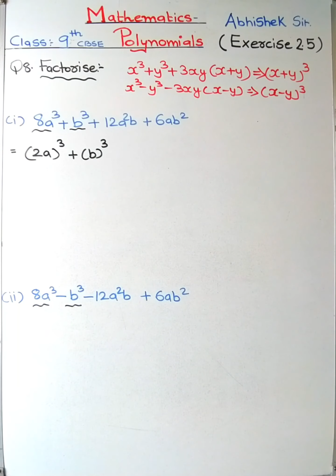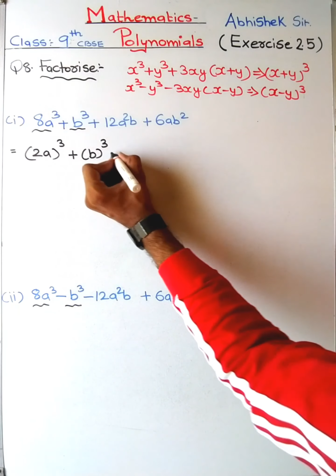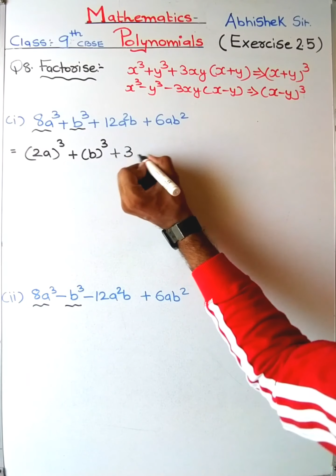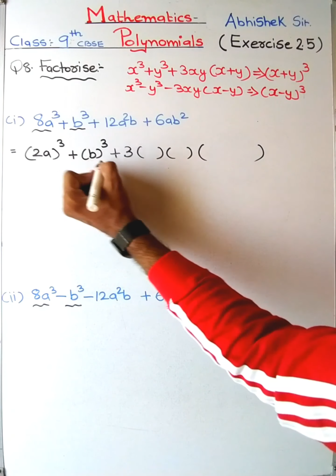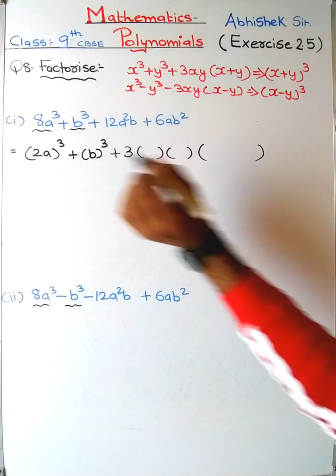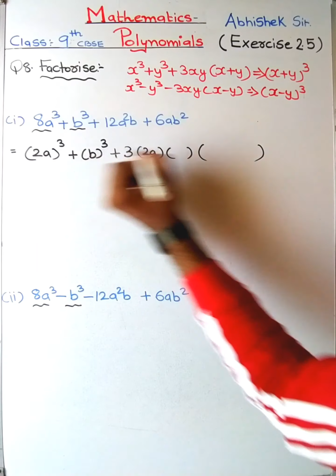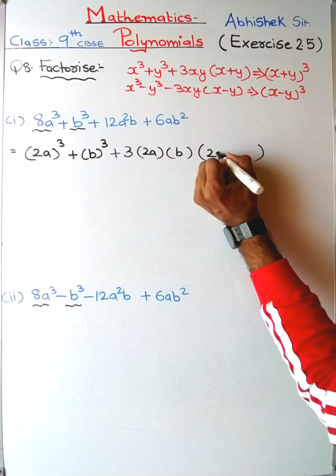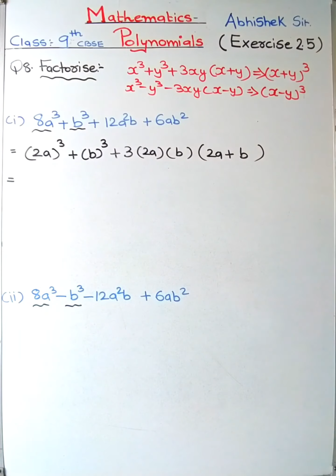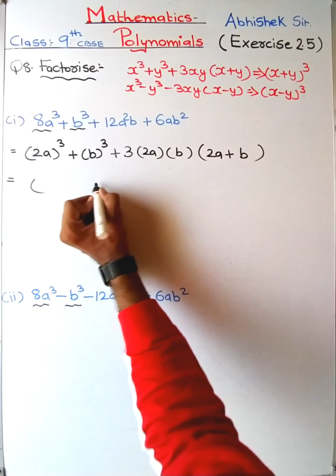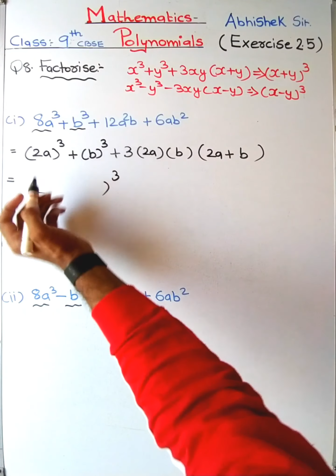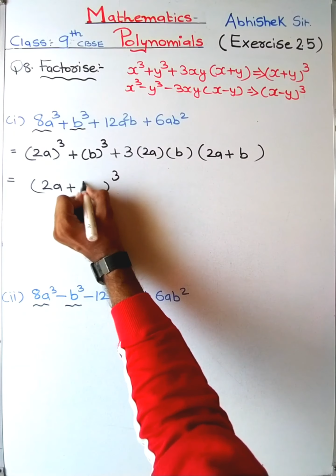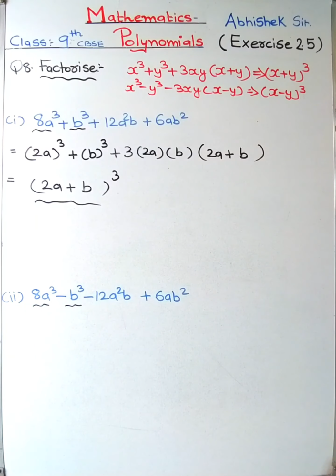Now is it clear? Okay, now what you have to do is write according to the identity: 3 into the first two terms, and the same first two terms will be written in the bracket. So 2a into b, and 2a plus b. So our last step will be the final answer, which will be a big bracket of whole cube, and what is to be written inside? 2a and b. Clear? So this is nothing but our answer.